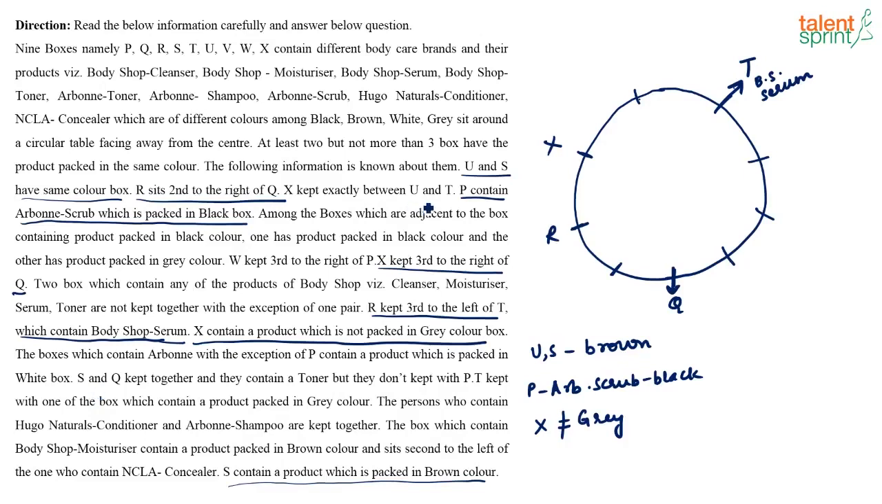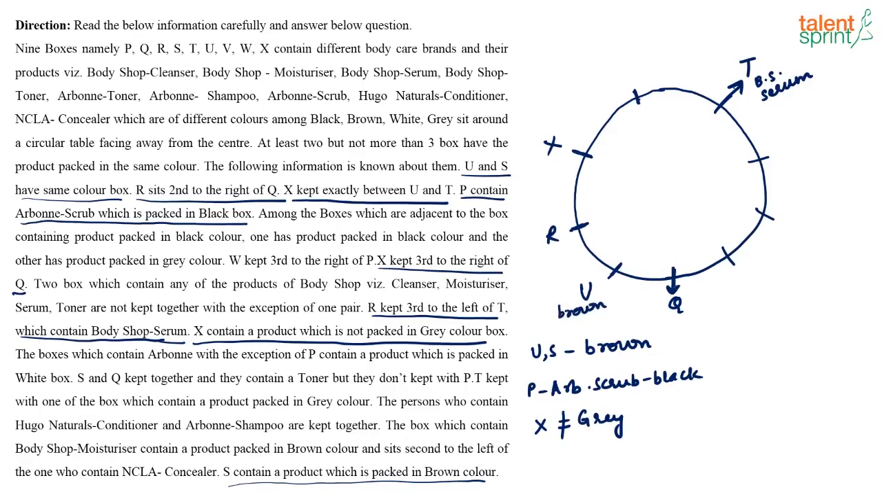Okay, now let us look at this statement which we have not used. X is kept exactly between U and T. So X is kept exactly between U and T, means I have already placed X, I have already placed T. So where should U be? This has to be U, right? After T there is one box in between, then X. So similarly one box in between, then U. Then only X will be placed exactly between U and T. Now I already know that U is brown in color.